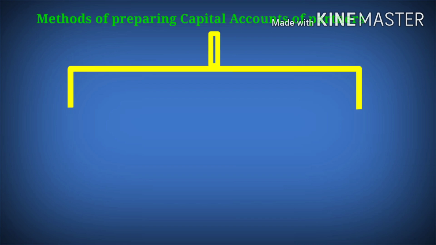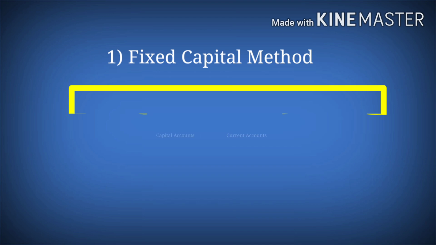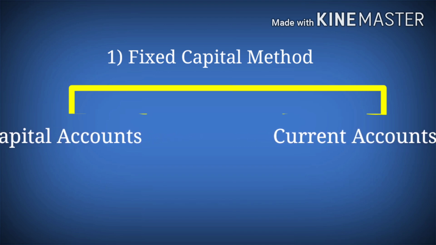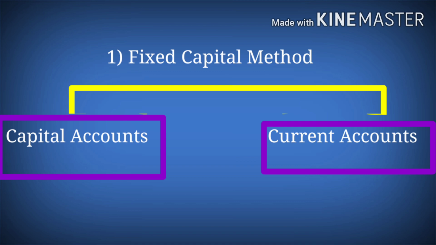There are two methods for preparing partner's capital account. First one is fixed capital method and second one is fluctuating capital method. So, we can start with the fixed capital method. In the fixed capital method, two accounts will be prepared. First one is partner's capital account and second one is partner's current account.